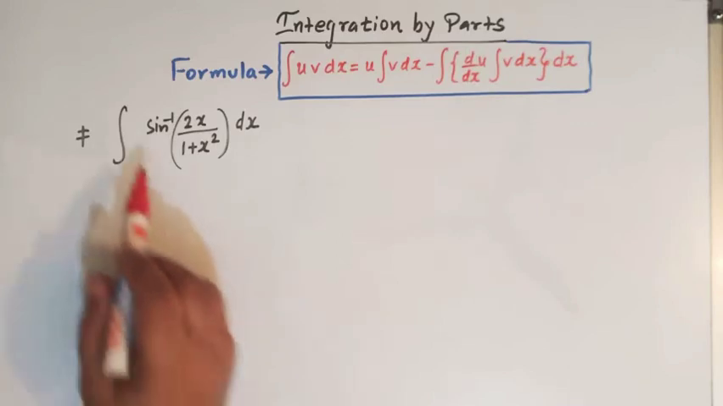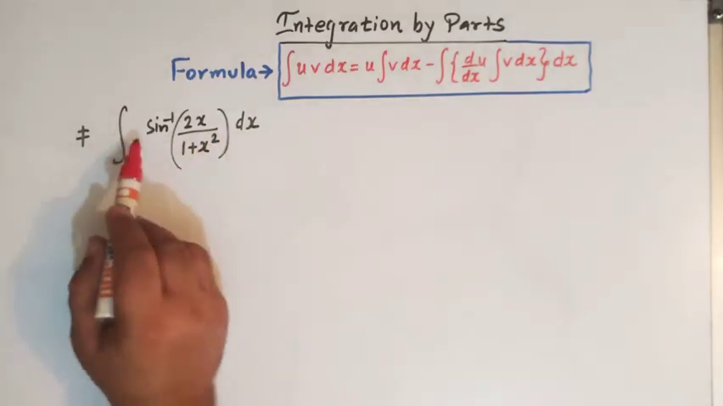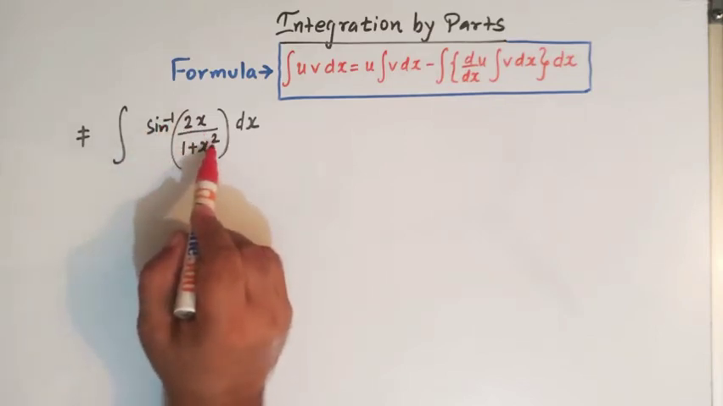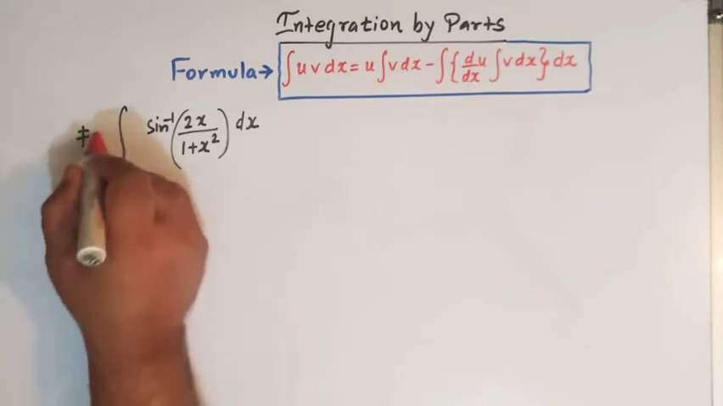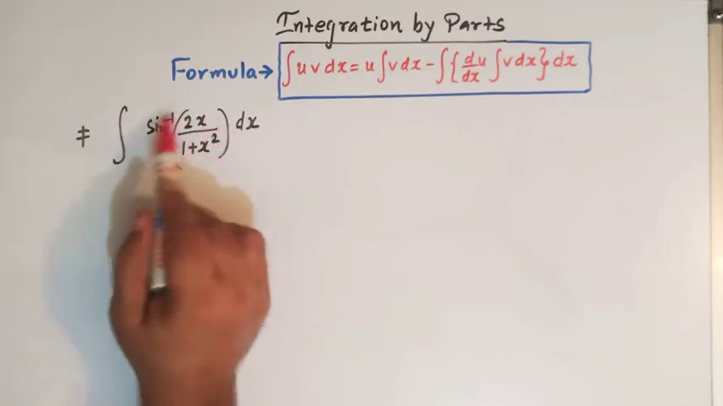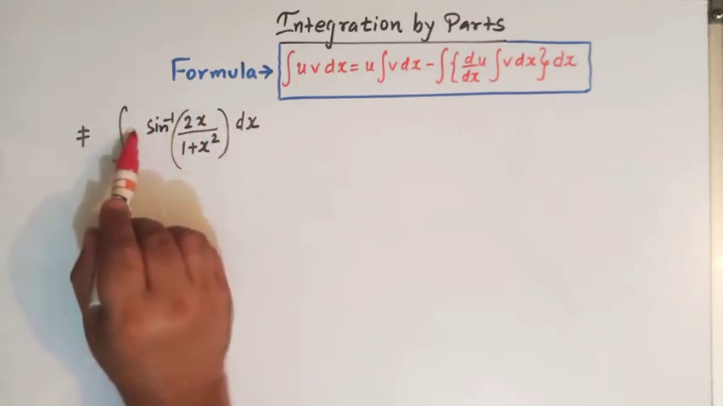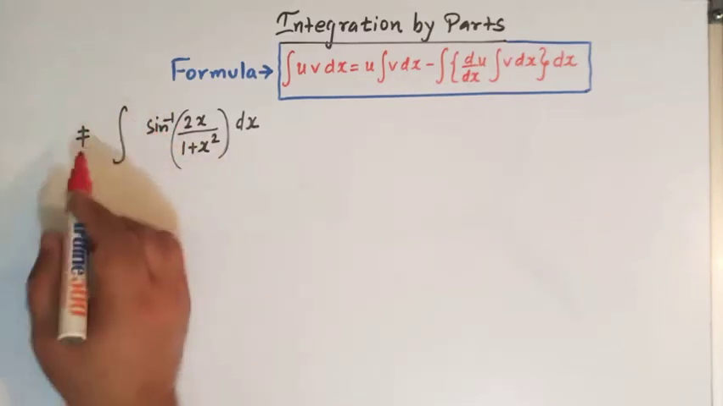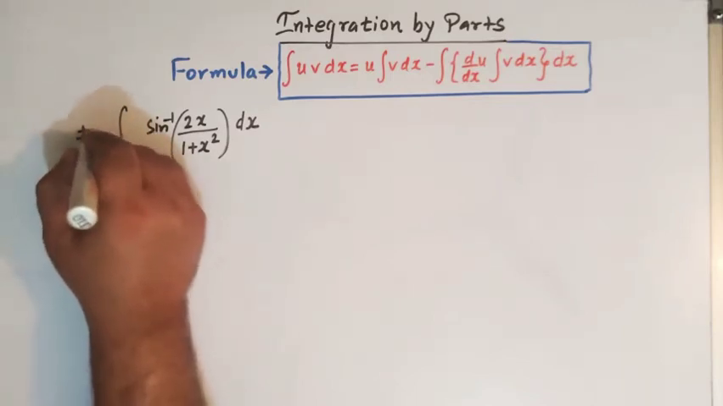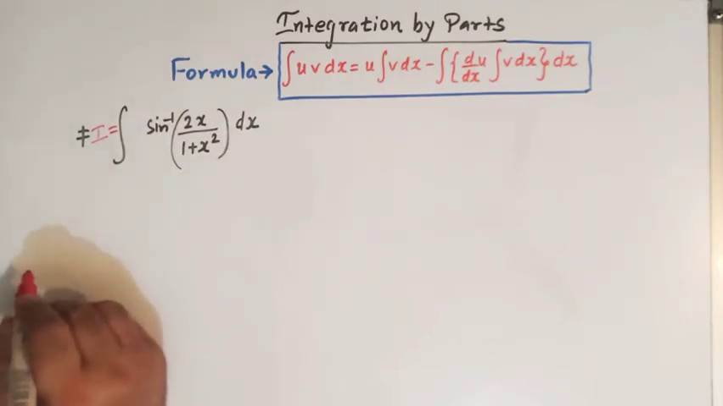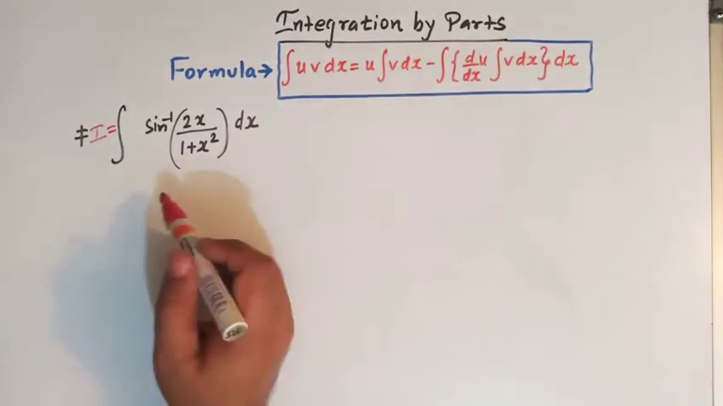Now viewers, let us take this problem. Here we have to integrate sine inverse of 2x by 1 plus x square. Here we see that our integrand is an inverse trigonometric function, and there is no other function except the sine inverse function. So let us first call this integral I, and here we will make use of the substitution method, and then we will apply the method of integration by parts.